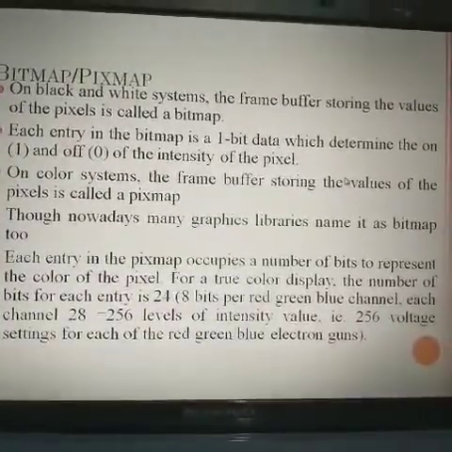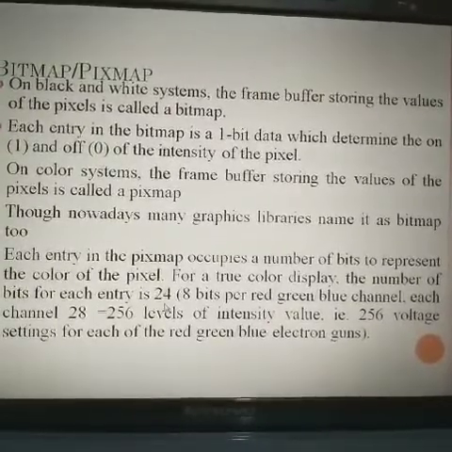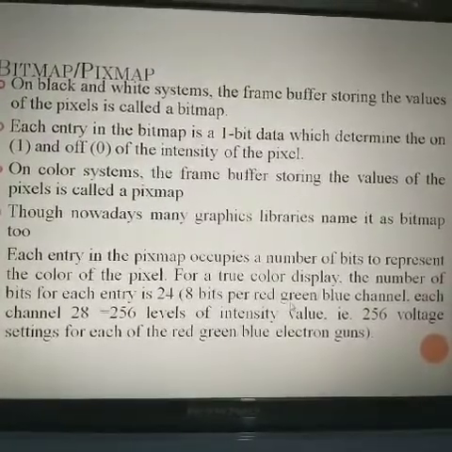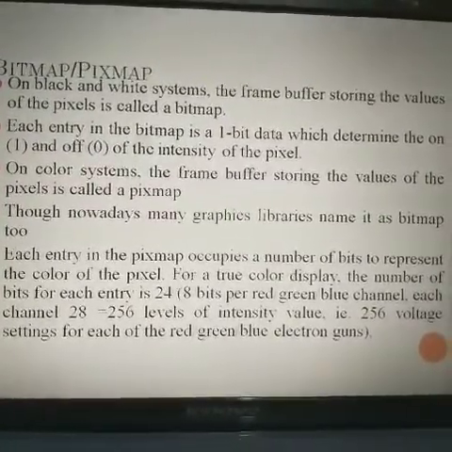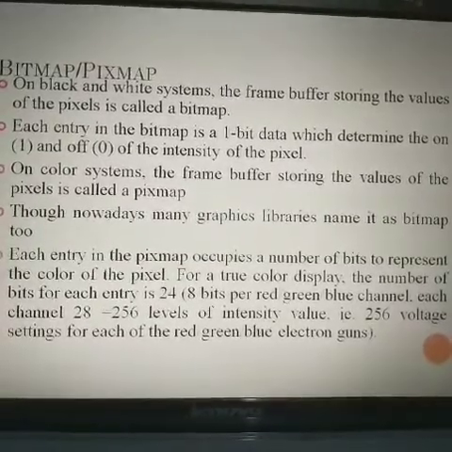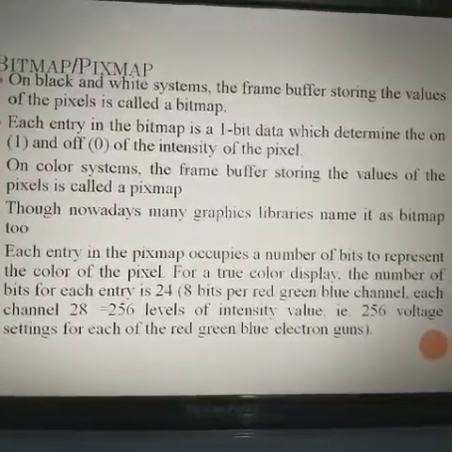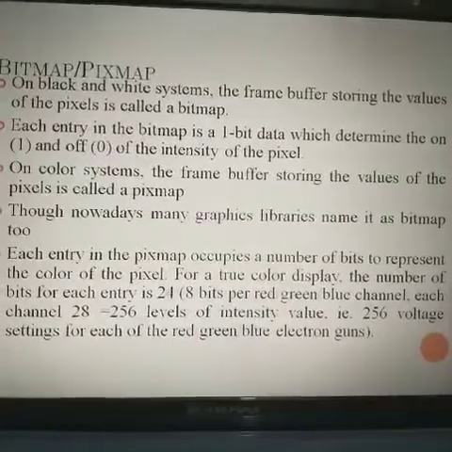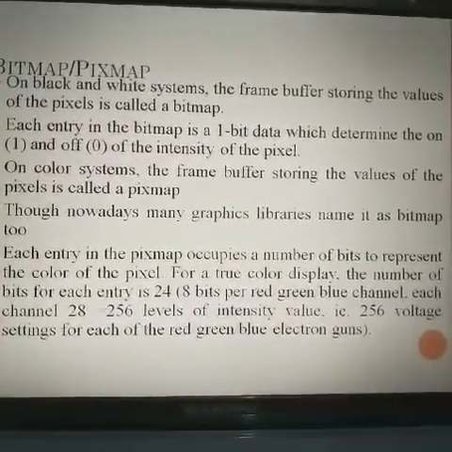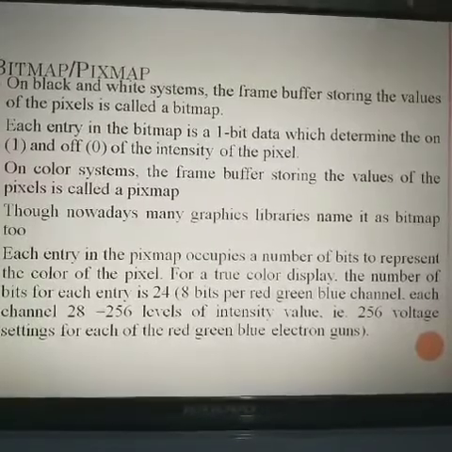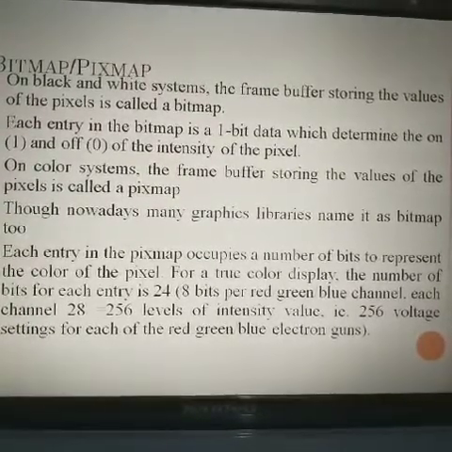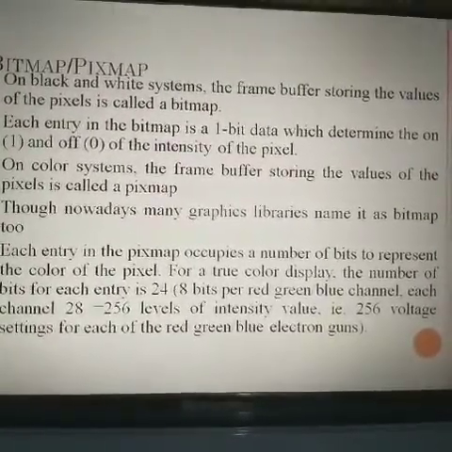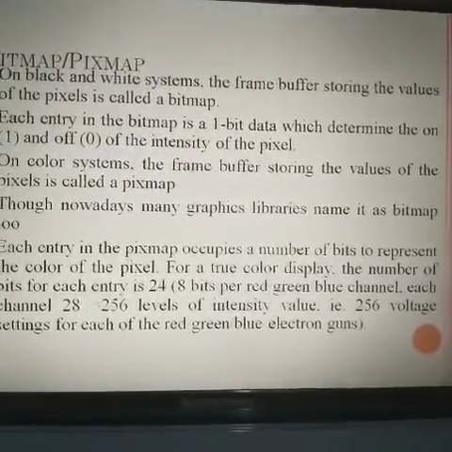For a true color display, the number of bits for each entry is 24, 8 bits per color: red, green, and blue. The color model is the combination of three colors, red, green, and blue. So 8 bits for red, 8 bits for green, and 8 bits for blue, total 24 bits. Each channel has 2^8 equals 256 levels of intensity value. Therefore 256 voltage settings for each of the red, green, and blue electron guns are required.